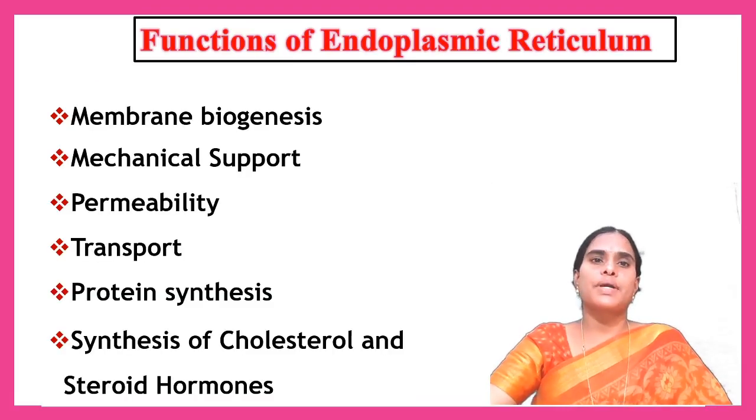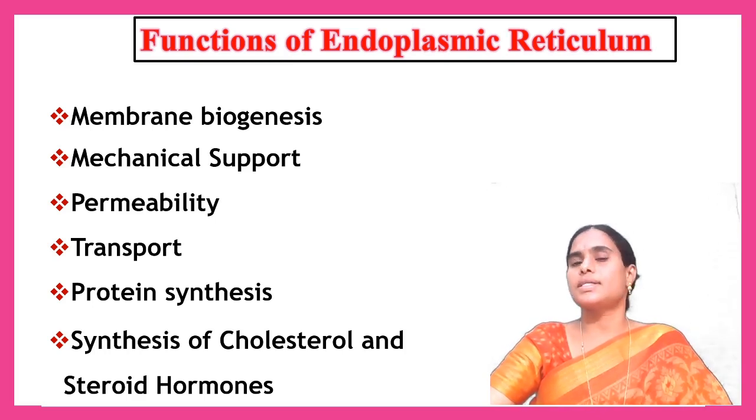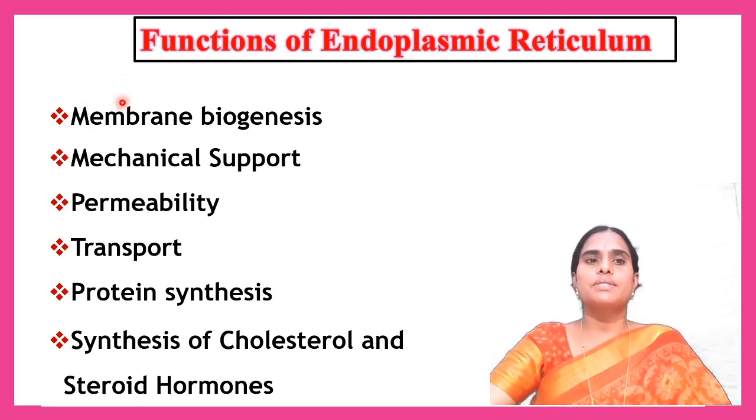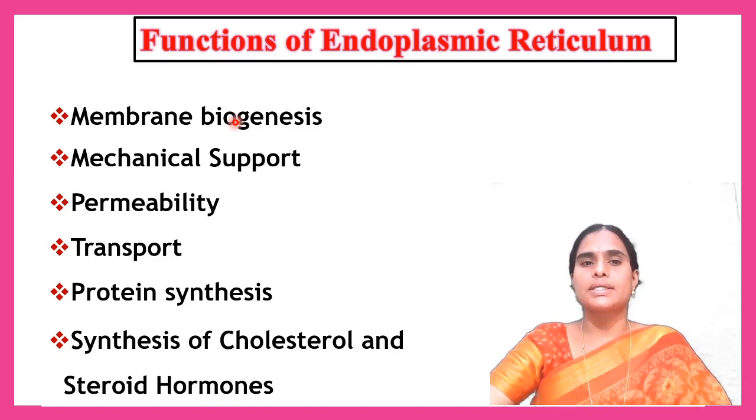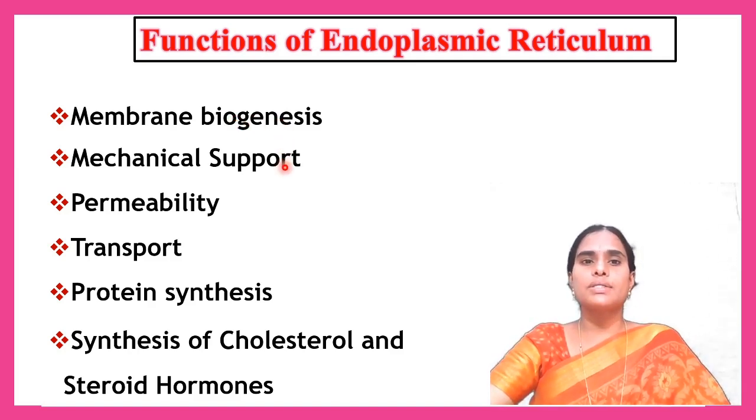Functions of the endoplasmic reticulum. The endoplasmic reticulum contains more than 30 enzymes and performs various functions inside the cell. The first one is membrane biogenesis. Biogenesis means production of membrane. During cell division, the endoplasmic reticular fragments are involved in the formation of membranes. It is called membrane biogenesis, and it gives mechanical support to the cells.